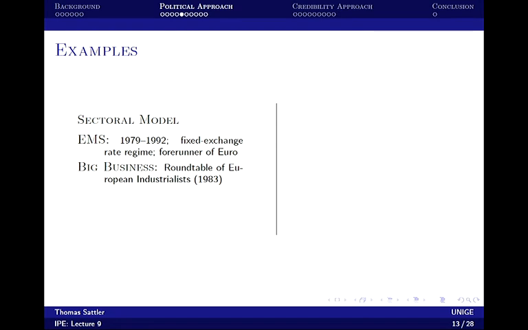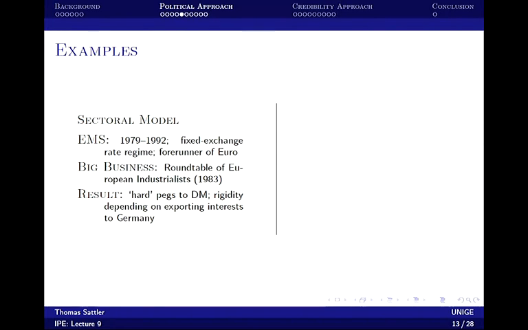So there's the round table of European industrialists who formed in 1983 to back up politically this European fixed exchange rate system, the EMS. And part of this group were the big firms like Siemens, Volvo, Olivetti, Bosch, and so the big firms who had big trading interests. So those were the exporters, right? And we're going to look at this next week.